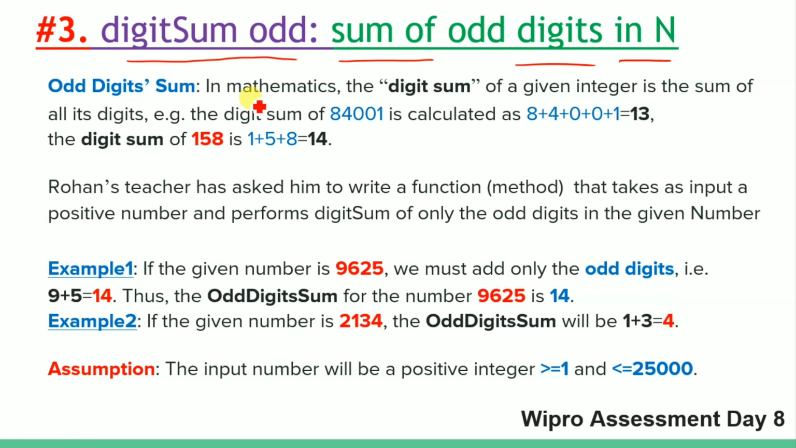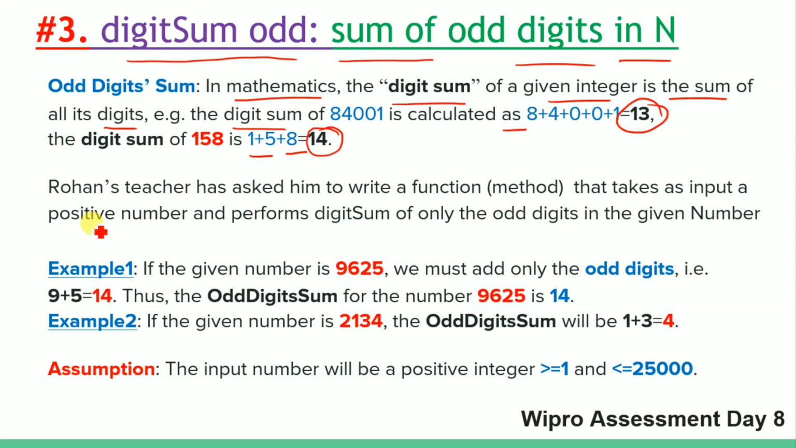Here the statement is given that in mathematics the digit sum of a given integer is the sum of all its digits. For example, the digit sum of 84001 is calculated as the sum of all the digits present in 84001, which is equal to 13, and the digit sum of 158 is 1 plus 5 plus 8, which is equal to 14.